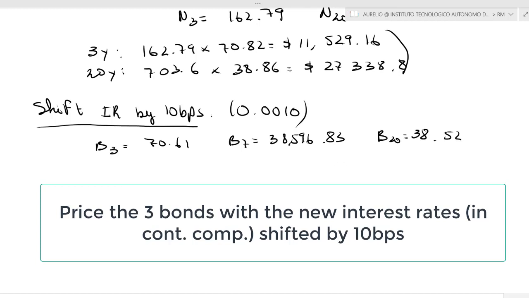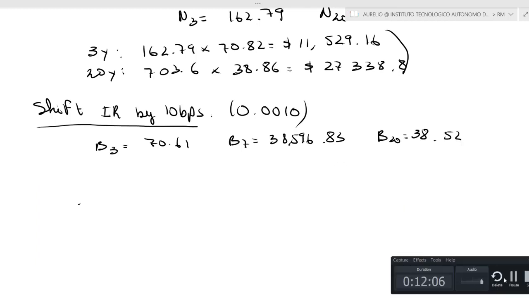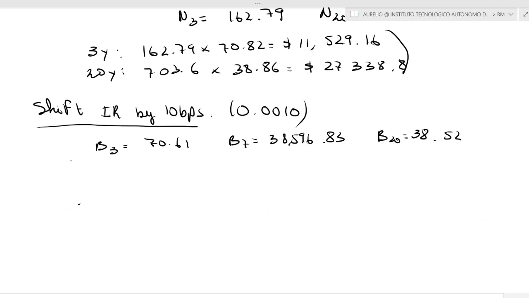So now let's analyze two cases. The first case, if no immunization. If I haven't done any immunization, then I would be left only with B7. So the new price of B7 is 38,596. The old price before the interest rate movement was 38,867. So this gives me a change in my portfolio value of minus 271.